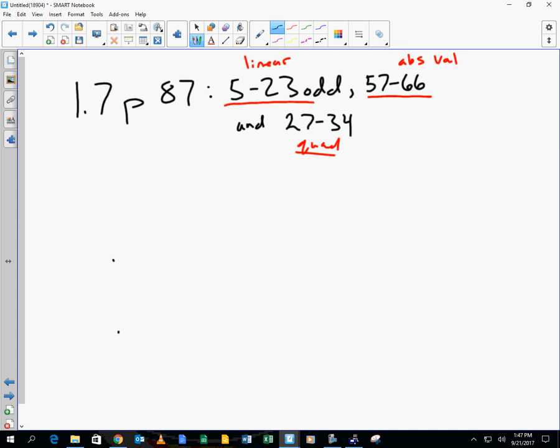Yes. There's an infinite set of numbers that exist between there. Yes.